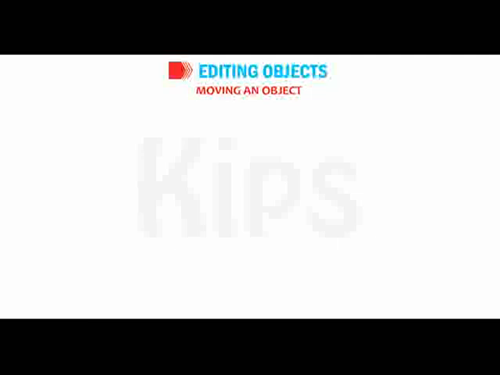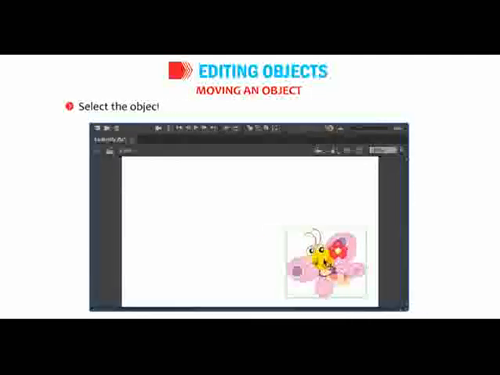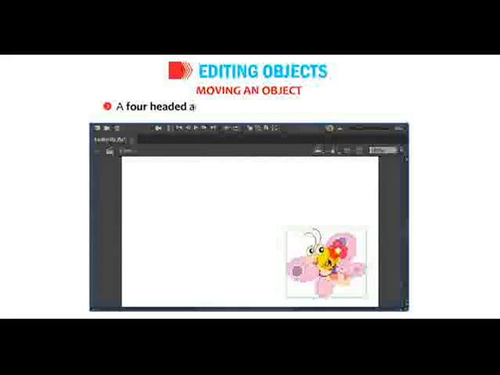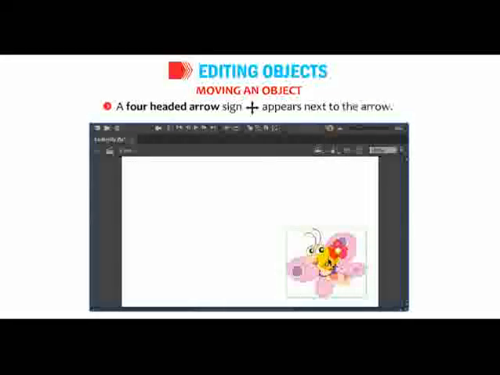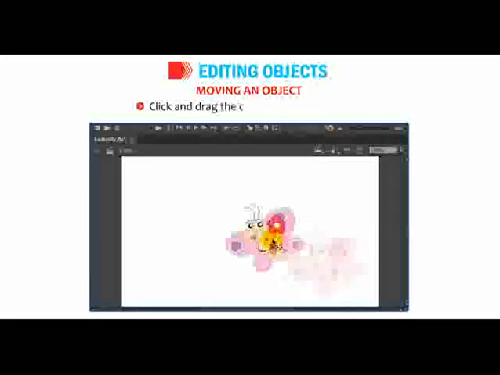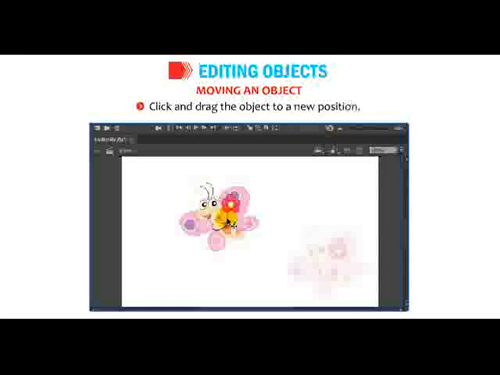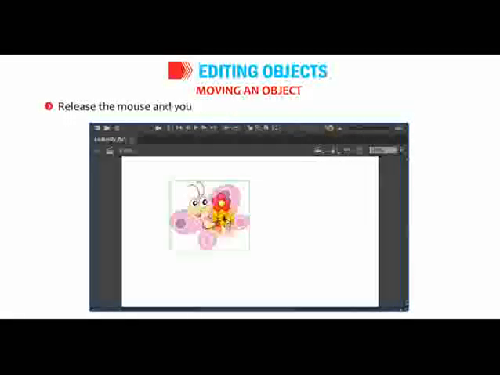Moving an object. Select the object that you want to move by using the Selection tool. Place the pointer inside the object. A four-headed arrow sign appears next to the arrow. Click and drag the object to a new position. Release the mouse and you will see that the object has moved to a new location.